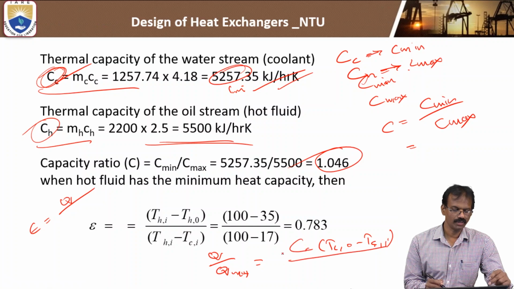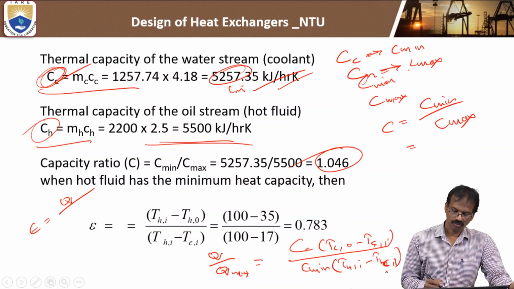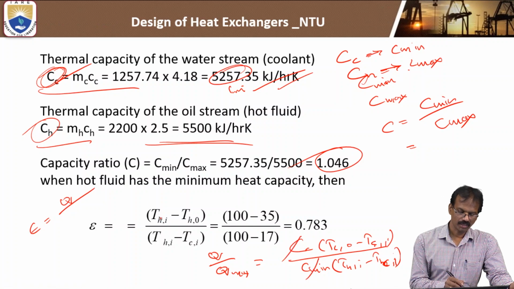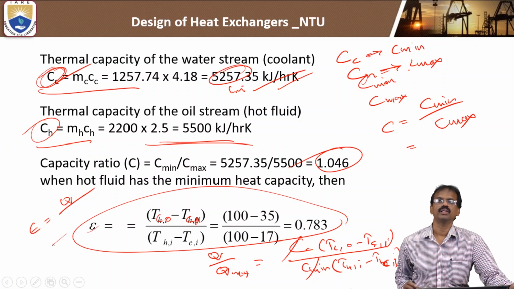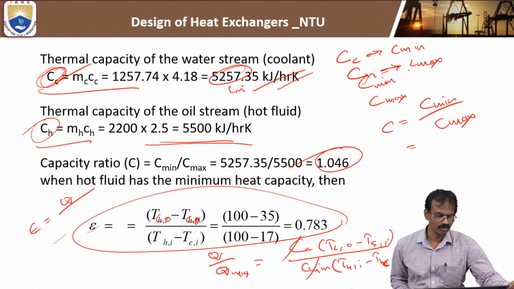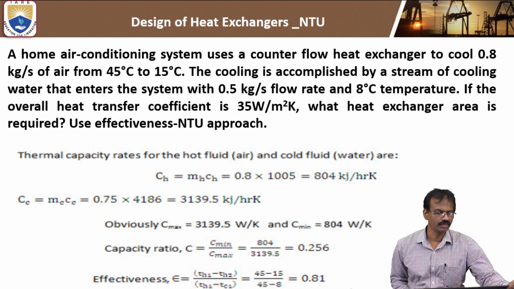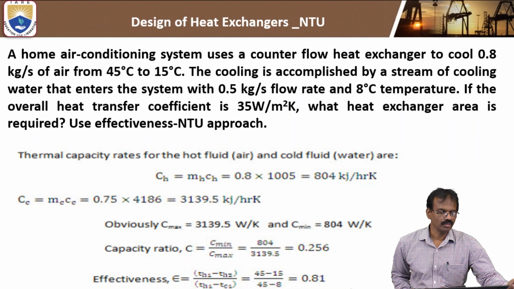Capital CC is nothing but C minimum. So C minimum into (hot fluid inlet minus hot fluid outlet) over C minimum into (hot fluid inlet minus cold fluid inlet). Okay, so the C minimum will cancel. Then automatically this is TCO minus TCI, over THI minus TCI. If you substitute these values, then you will get the effectiveness value. Effectiveness is equal to 0.783. Okay. So in this way, you can solve the numerical.